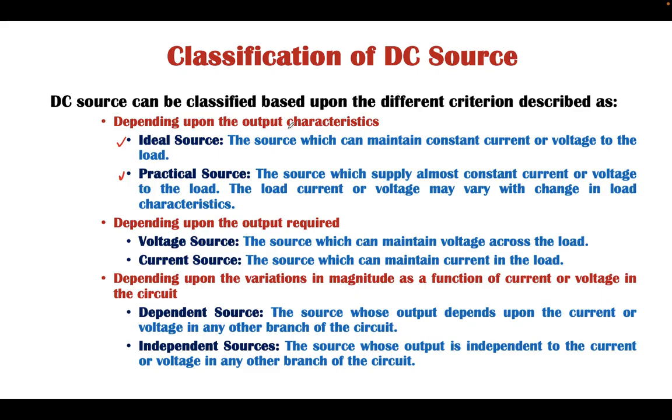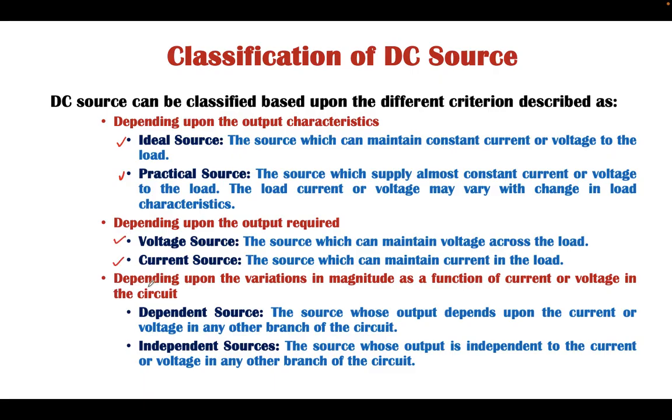An ideal source is one which can maintain constant voltage or current irrespective of change in the load. In the case of a practical source, the output voltage or current is maintained nearly constant with respect to change in the load. Depending upon the output required, the source may be a voltage source or a current source.